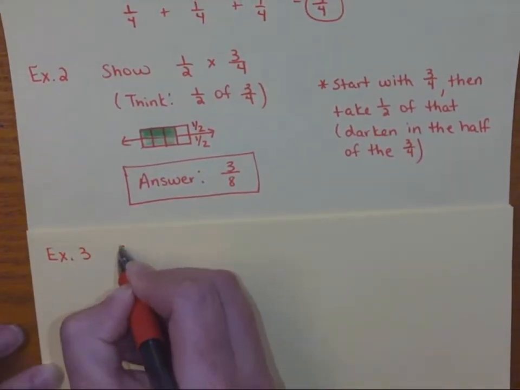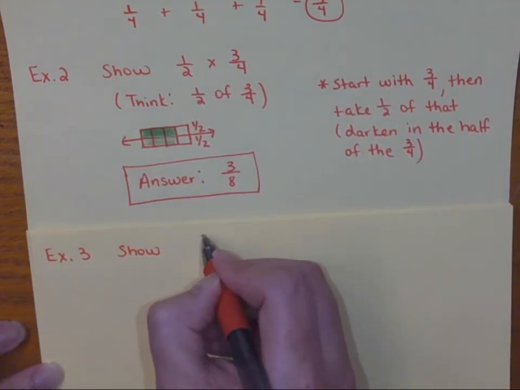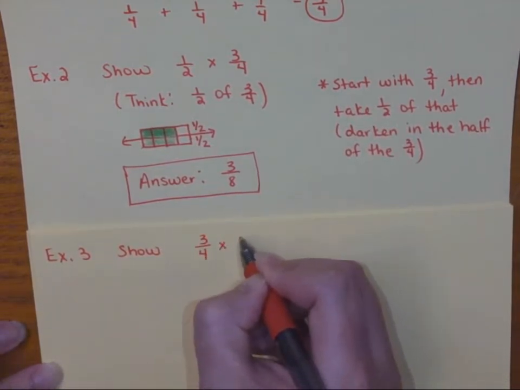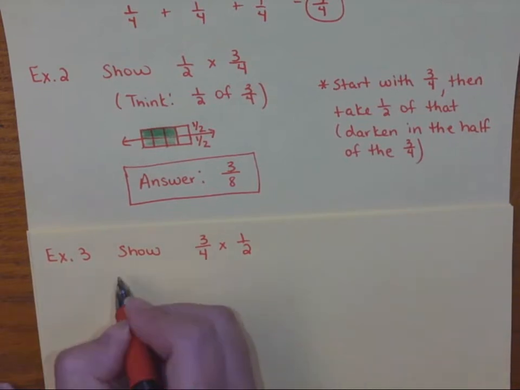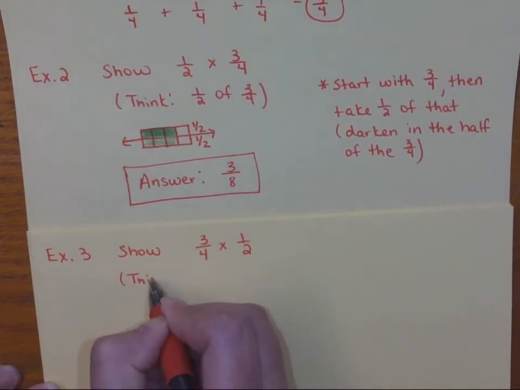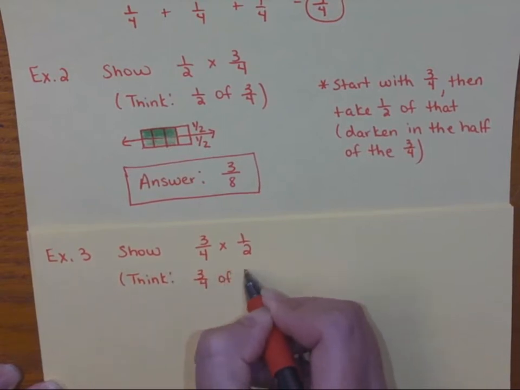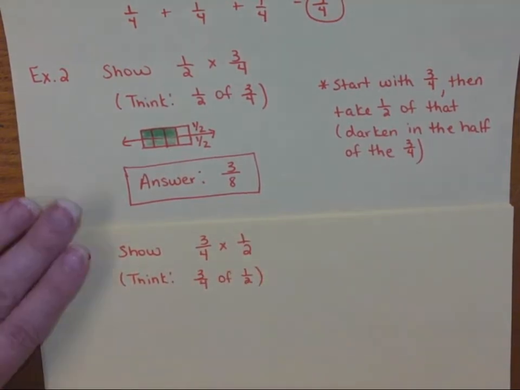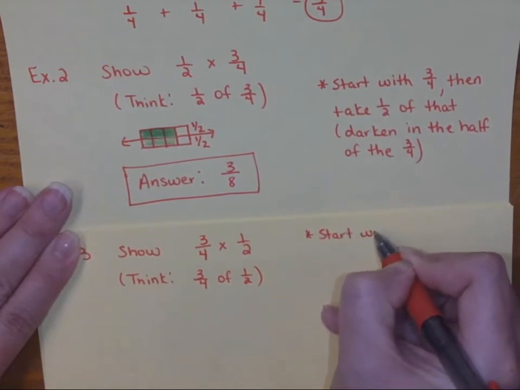All right, now hopefully we know that multiplication is what we call commutative, which means it doesn't matter which order we multiply things in, we'll get the same answer. So I want to show the same problem as in example 2, but maybe think of it the other way. So written like this, we're going to think that we want 3/4 of a half. So for this one, notice we would start with 1/2.